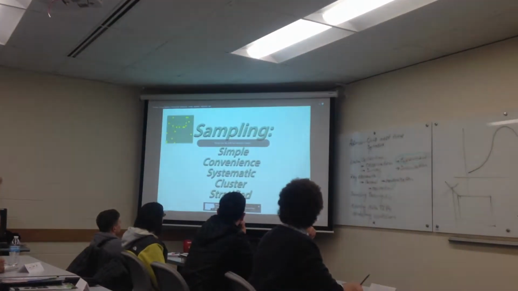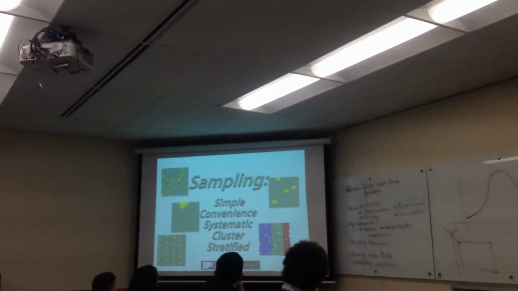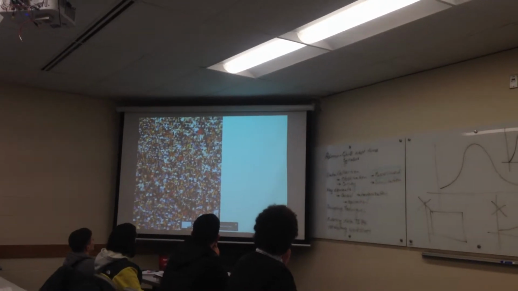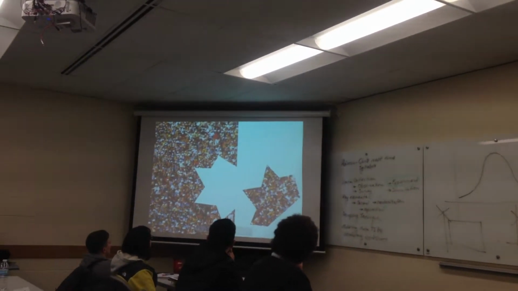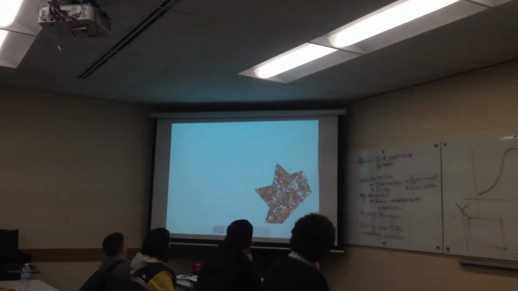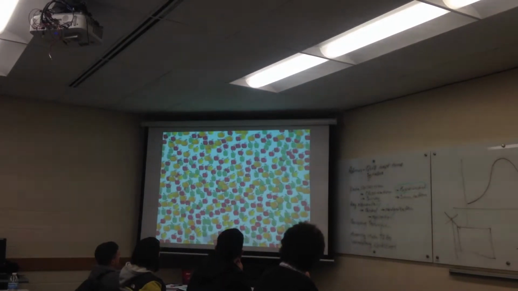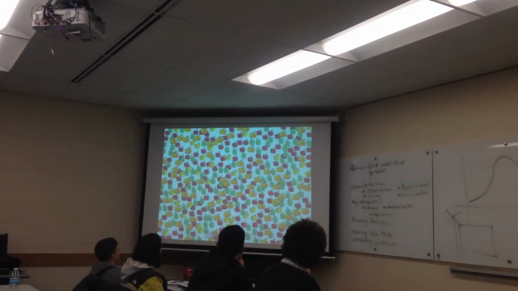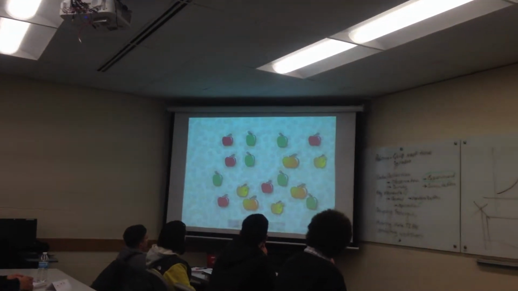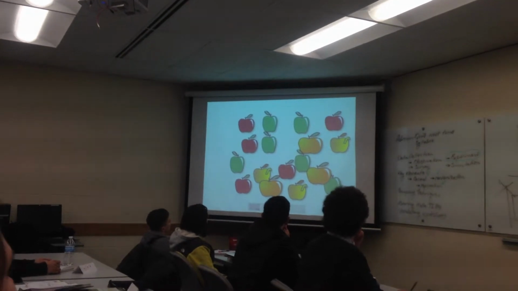Sampling. Simple, convenience, systematic, cluster, and stratified. To find things out about a population of interest, it is common practice to take a sample. A sample is a selection of objects or observations taken from the population of interest. For example, a population might be all apples in an orchard at a given time. We wish to know how big the apples are. We can't measure all of them, so we take a sample of some of them and measure them.